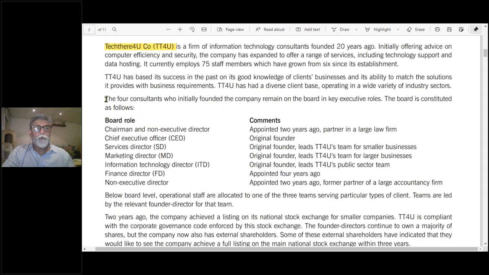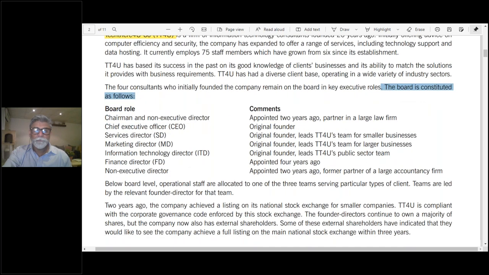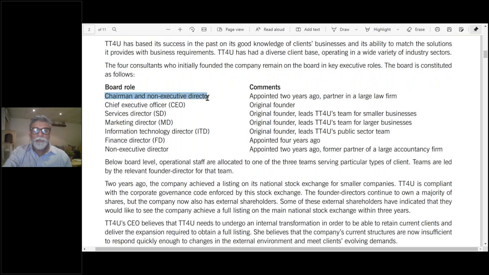It's just my understanding. The four consultants who initially founded the company remain on the board in key executive roles. So it was initially founded by four consultants. The four consultants came together and formed this company. And right now they are on the board in executive roles. So they are executive directors. The board is constituted as follows. So chairman and non-executive director. So the board has a chairman who is a NED, a non-executive, appointed 2 years ago, a partner in a large law firm. Interesting. Then there is a CEO. He is one of the original founders.